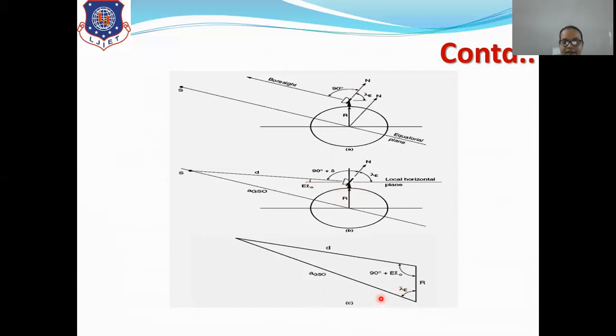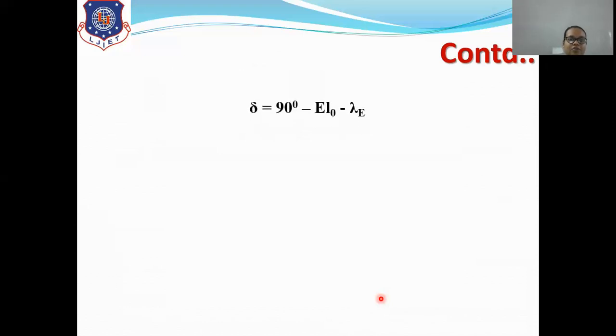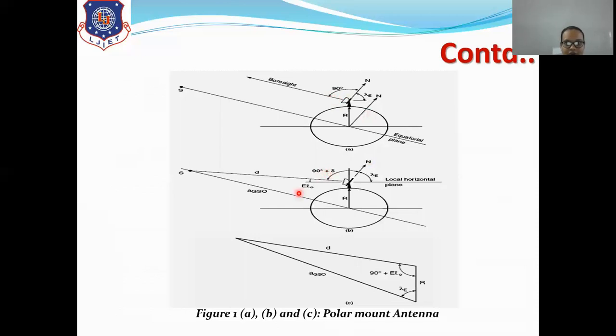Now based on this triangle, we will calculate the equations and find out the tilt angle delta. So how can we find it? The delta tilt angle will be equal to 90 minus EL0 minus lambda e. How can it be calculated? So let's see. This forms a whole 180 degrees. So 180 minus 90 will be equal to 90. 90 minus lambda e minus EL0 is nothing but delta. Clear? So here delta is equal to 90 degrees minus EL0 minus lambda e.